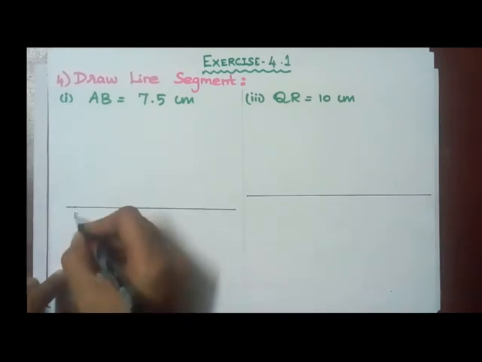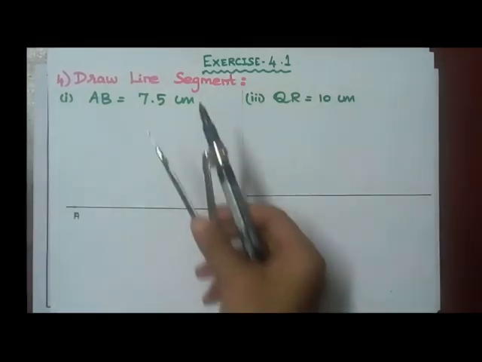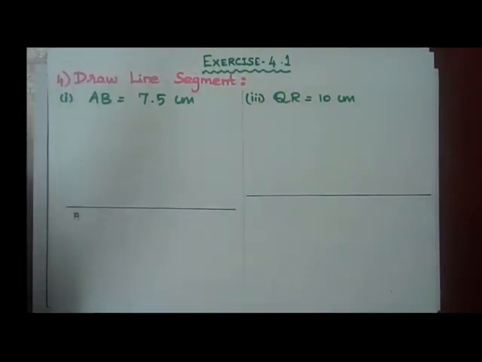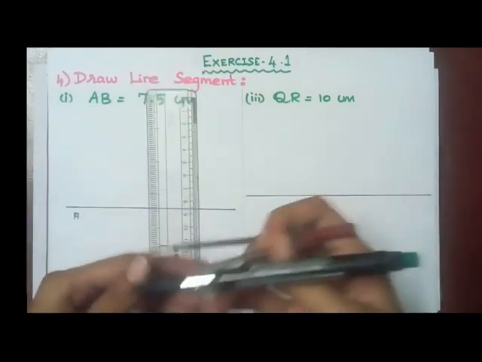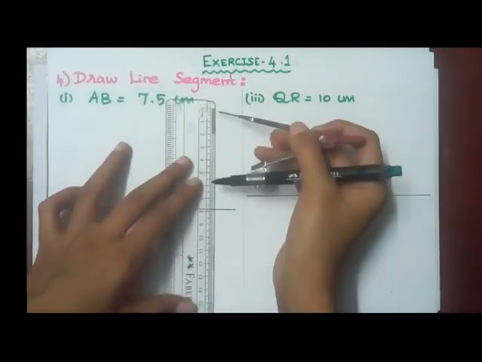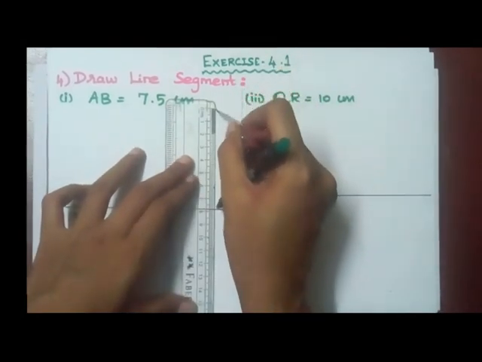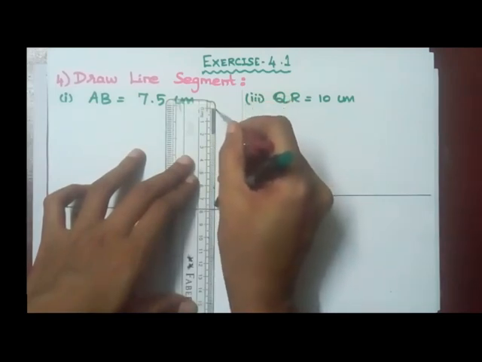Here AB is the line segment, so mark it as A. So first draw a line L and mark a point on it. And then what is the next step? Measure the given value. Measure 7.5 centimeter using compass. Place the compass pointer at 0 and pencil pointer at 7.5. Adjust and measure 7.5 perfectly.